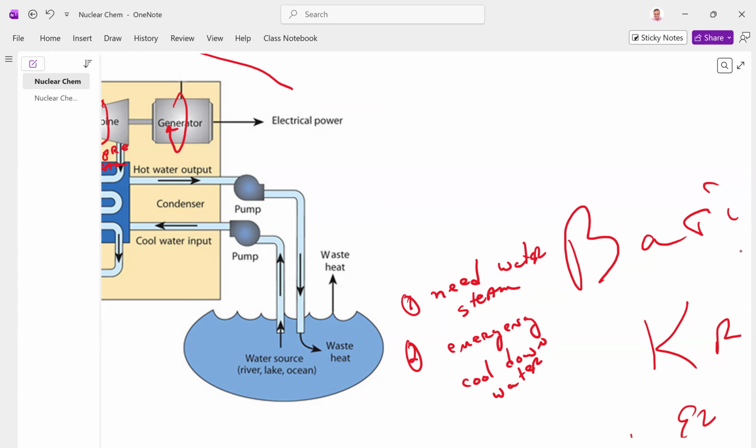Now, oceans are fine in terms of number two, the emergency cool down water. Not for the water used in the condenser part. That has to be purified water. But the emergency cool down water is like, period, no exceptions. You got to have cool down water. That's why frequently they're by an ocean, like Fukushima, for example, where they have that nice cold ocean water in case of an emergency.